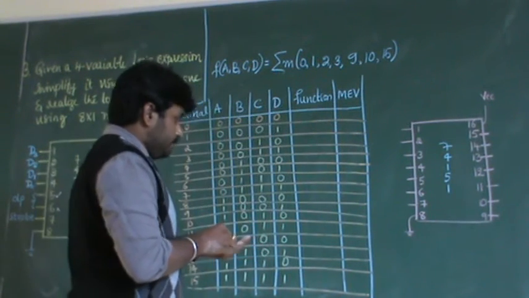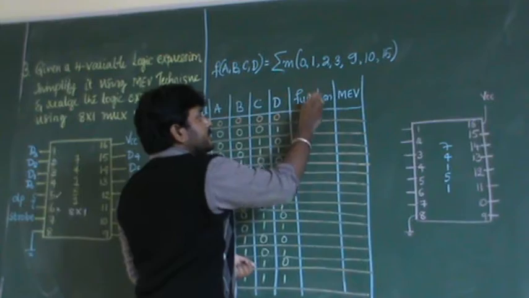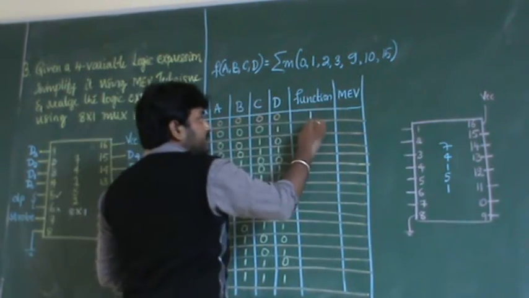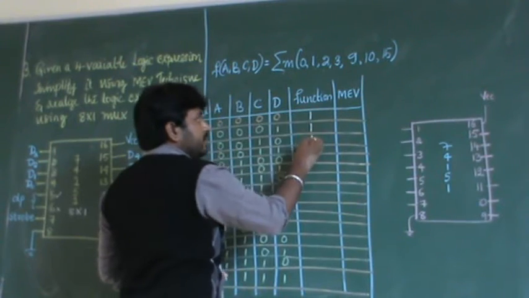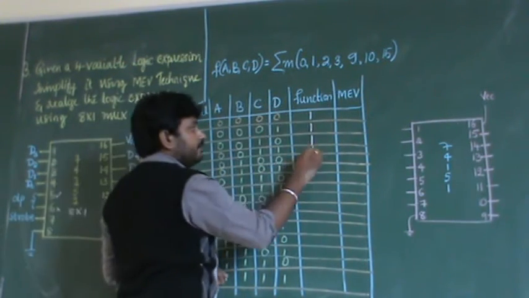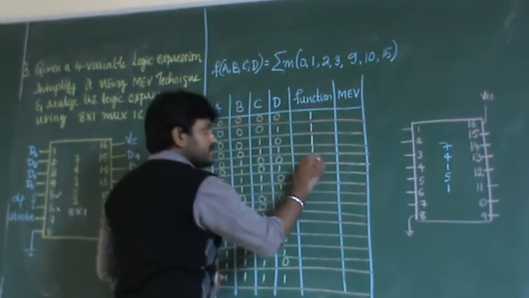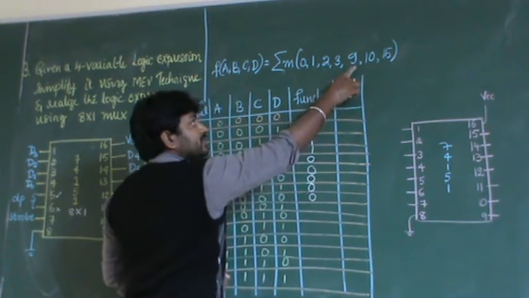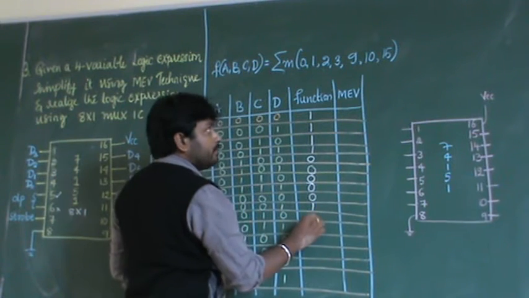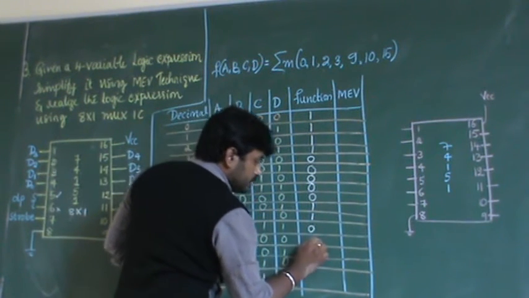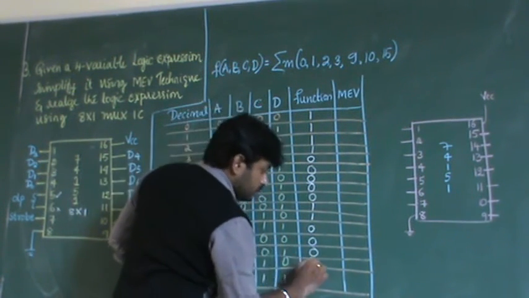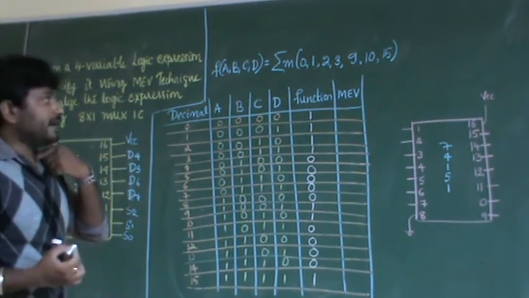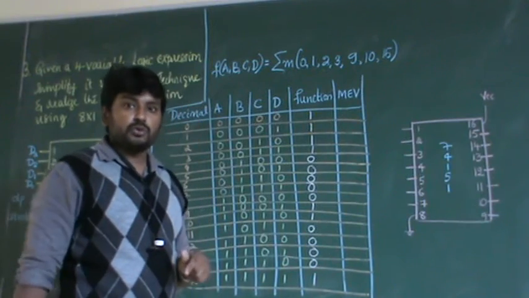So for the zeroth combination it should be 1. For the first combination it should be 1. For the second combination 1. And for the third combination it should be 1. And for the fourth combination it should be 0, fifth 0, sixth 0, seventh 0, eighth 0, ninth it should be 1, 10th should be 1, okay, 11th 0, 12th 0, 13th 0, 14th also 0, 15th should be equal to 1. So now you all know how to write the MEV.